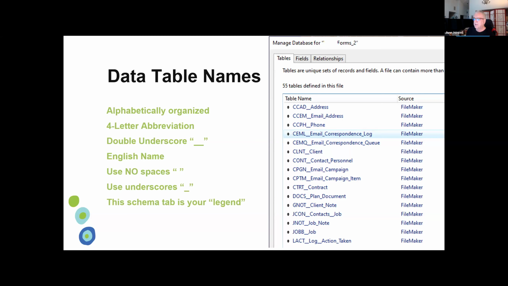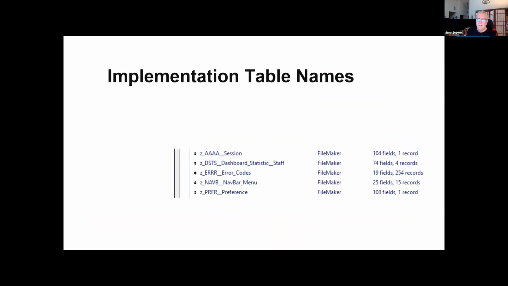But if I look at the one that you see in blue, CEML, email correspondence log, very quickly you intuitively know that the C stands for correspondence and EML is email log, as opposed to EMQ, which might be an email queue. So there's a certain intuition to the abbreviations, but here's your legend to look at the table names, which will not appear almost anywhere else in the system. You get to a point where you can memorize these really quickly.